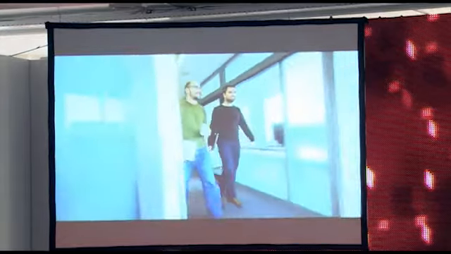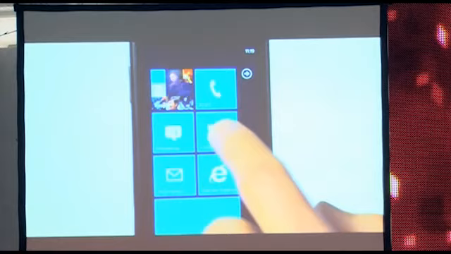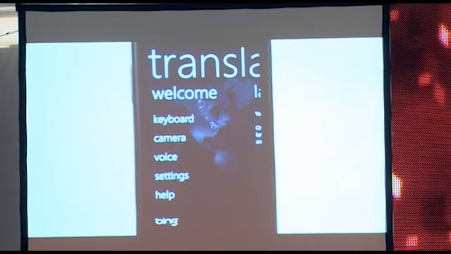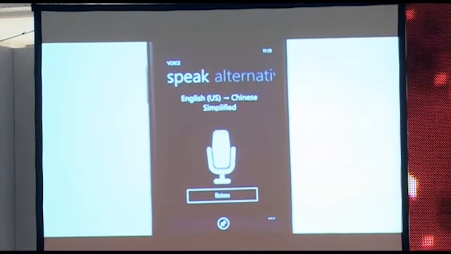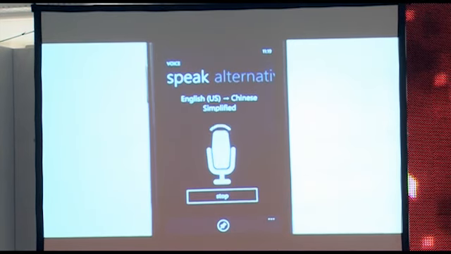The voice mode is really intended to be sort of a conversational interface. So we wanted speech-to-speech translation. People just speak into the phone and the translated speech comes out.